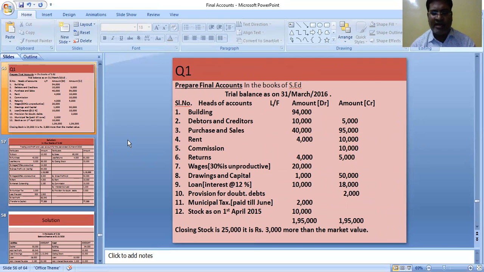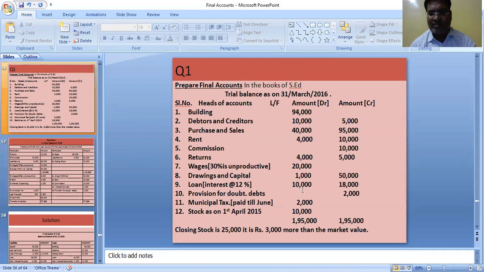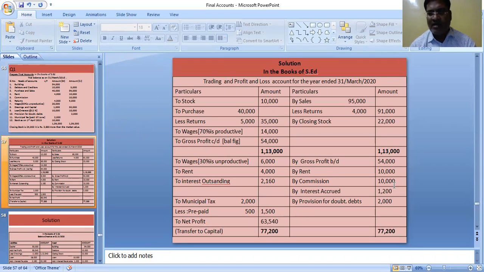Both will come in the credit of P&L because they are indirect incomes, not the main source of income of the business. Even interest accrued is interest receivable. Remember, interest 12% on the investment 10,000. That is 12% is 1,200. Interest accrued, it's an adjustment, so 1,200.